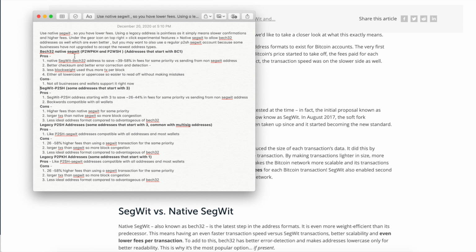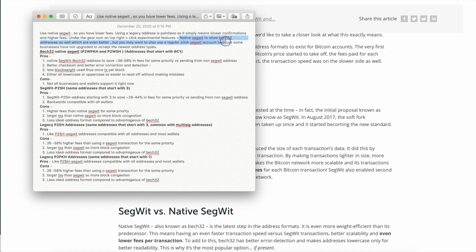If you guys are unsure of a wallet, if it has it or not, do some research on it. If you can't find any research on it, if you want to be on the safe side, send it to Legacy. It will always go through that way. Yes, there are more fees, but you can sleep at night knowing your transaction went through, especially when you're trading with it. So use a native SegWit so you have lower fees. Using a legacy address is pointless as it simply means slower confirmations and higher fees. So you need to make sure, obviously, that the wallet has it. If they have it, then yes, it is pointless.